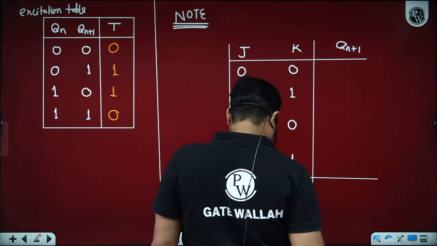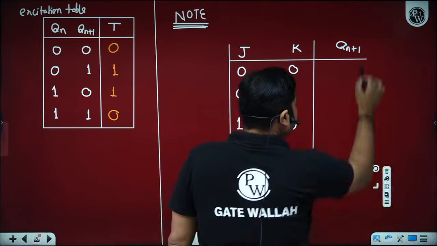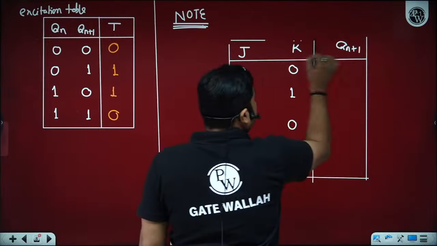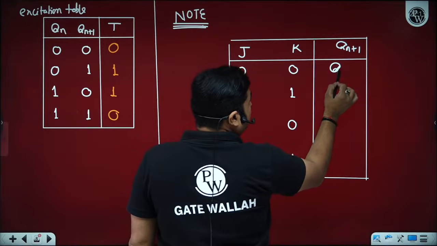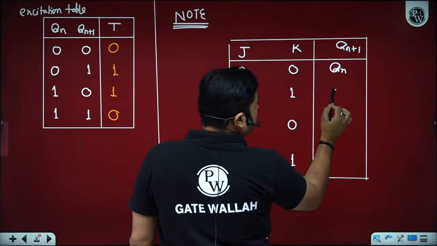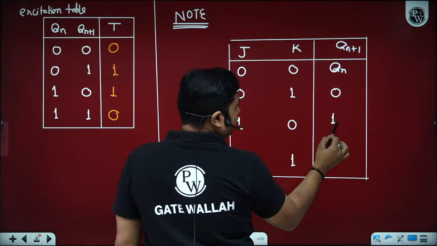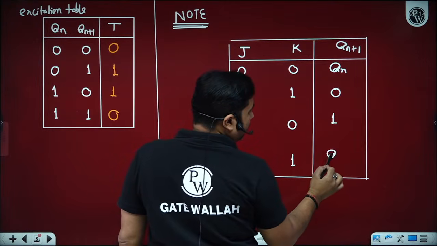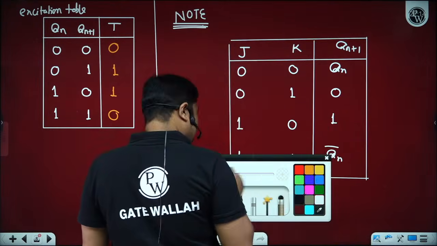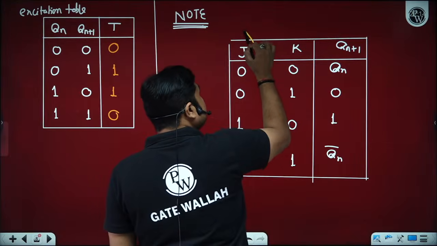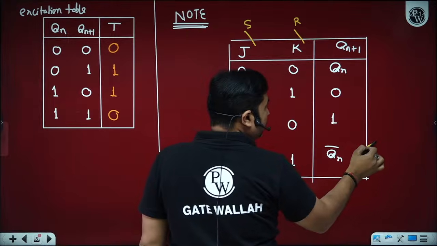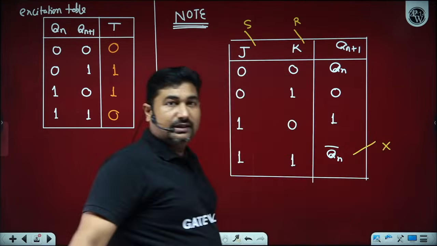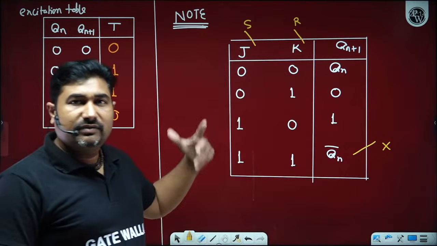In a JK flip-flop, for 0 0 with a clock applied, we get Qn, that is hold, then 0 reset, 1 set, or toggle. For SR flip-flop, you can replace this J by S, K by R and the toggle with a don't care. Is it okay? Now it will become SR flip-flop.